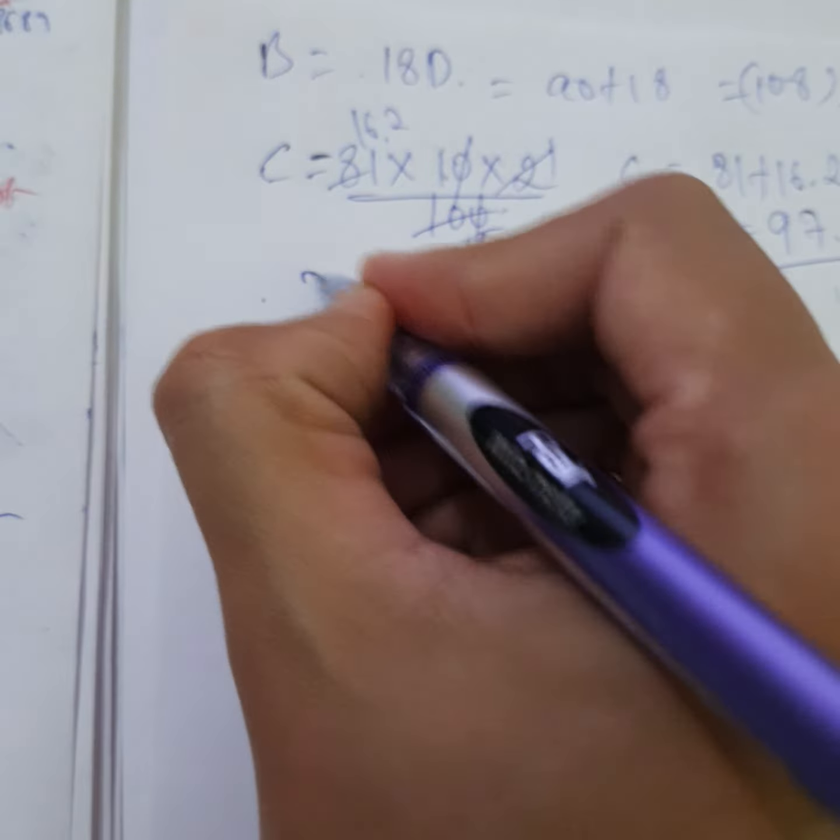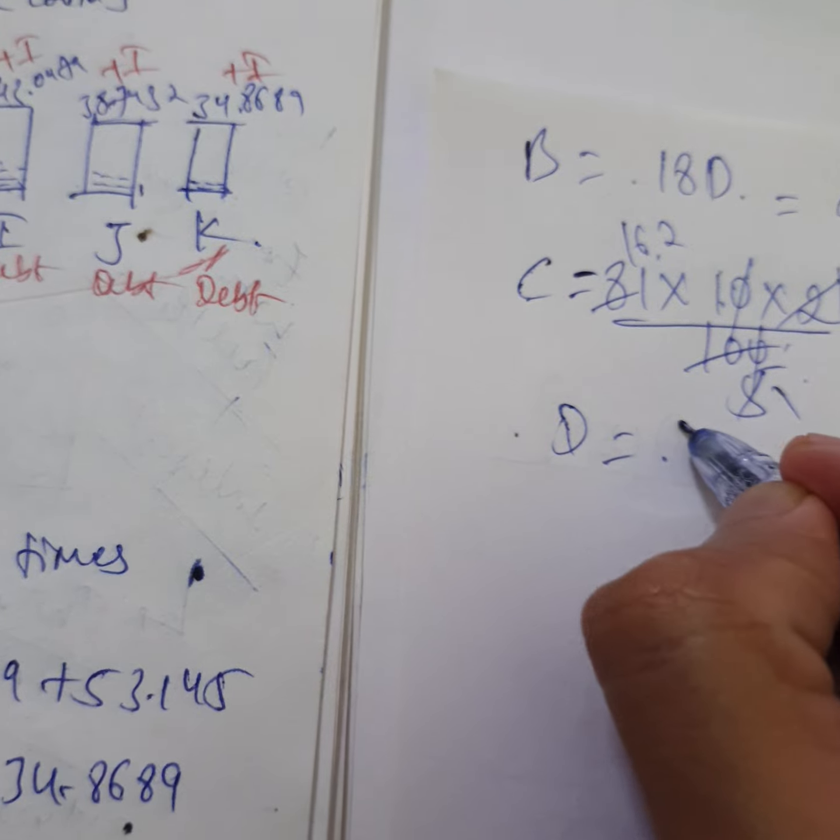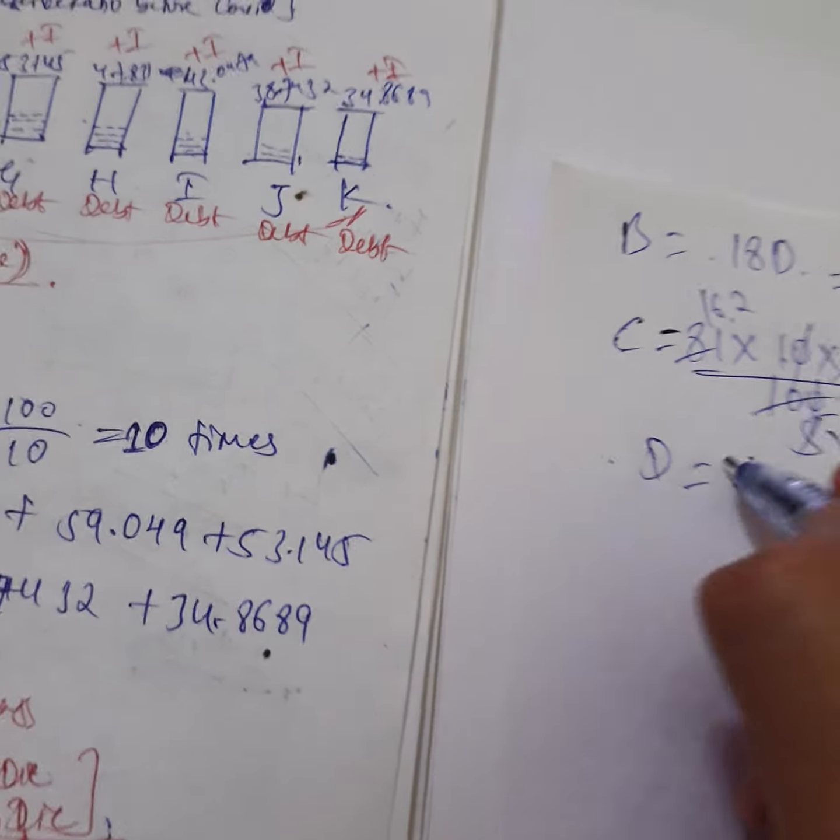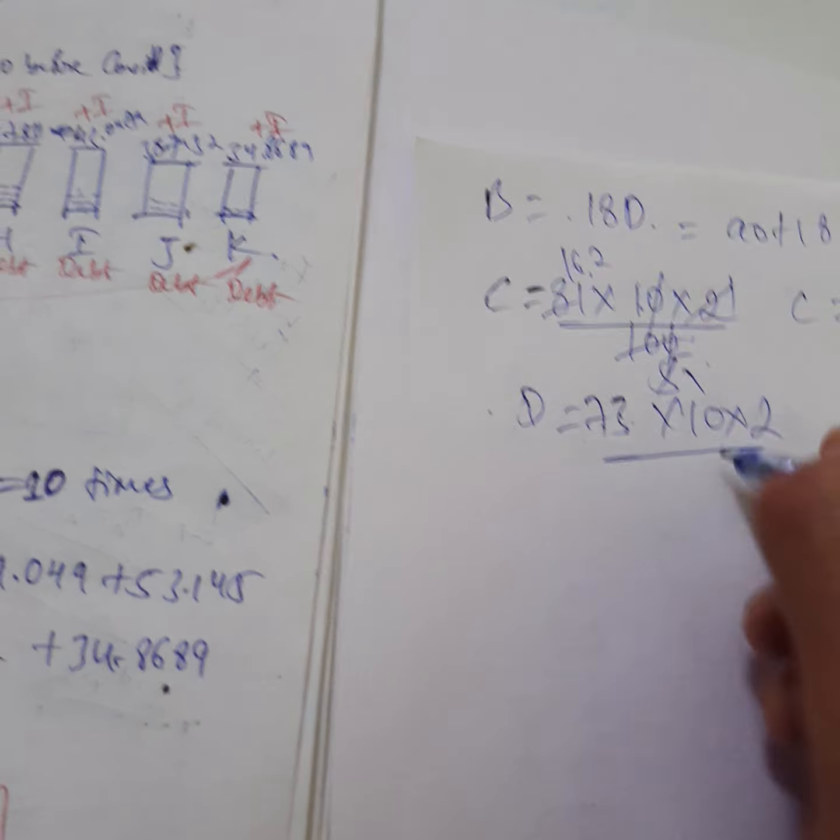Okay, this is C. Now this is D. Okay, now how does D come? This is 72.9 something, okay, 73. Let us take it. For reference, 73 into 10 into 2 years by 100.